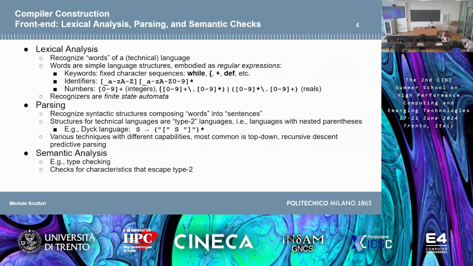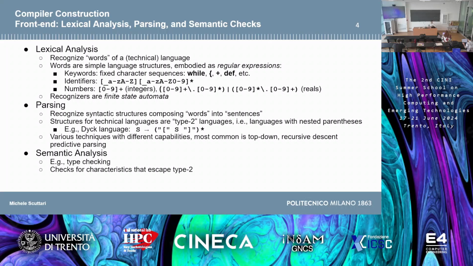So these elements are necessary to recognize the structure of the program, and therefore we need recognizers for a type 2 language. Here we see the simplest possible type 2 language, the Dyck language with a single set of parentheses. There are many possible solutions to perform the actual parsing. What is currently used in practice is mostly a top-down recursive descent predictive parser.